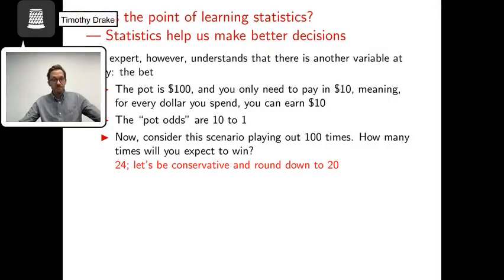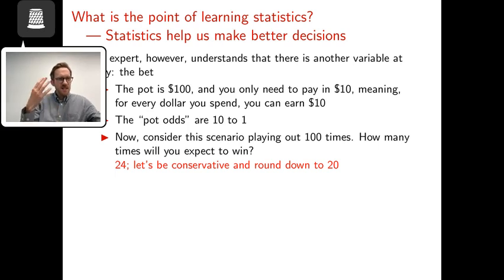Now stay with me. An expert, however, understands that there's another variable at play here, and that is the bet and the opportunity to play this game lots of times. If the pot's $100 and you only need to pay $10 to play, that means for every dollar you spend, your return could be $10, or the pot odds are 10 to 1. For a dollar I pay, I could get 10 back.